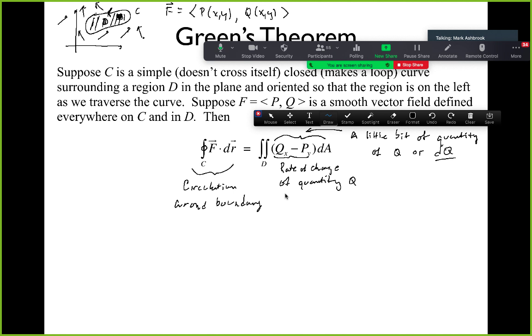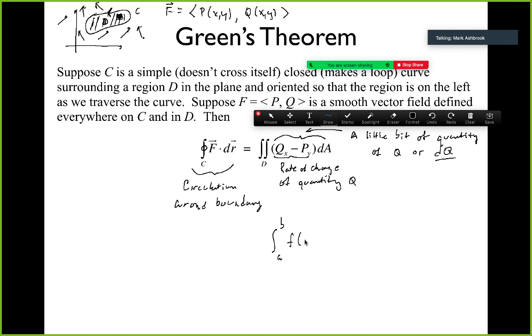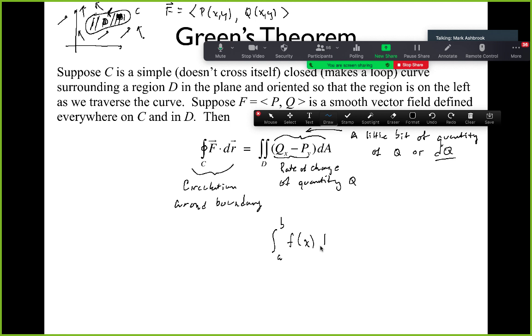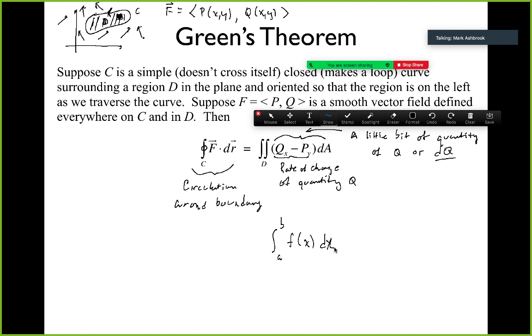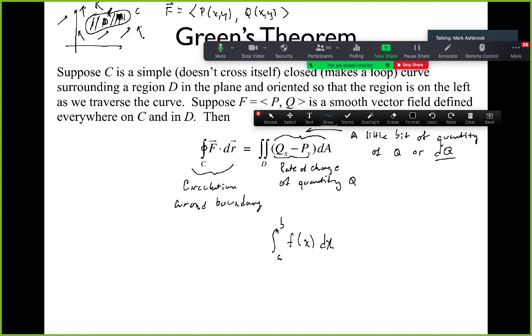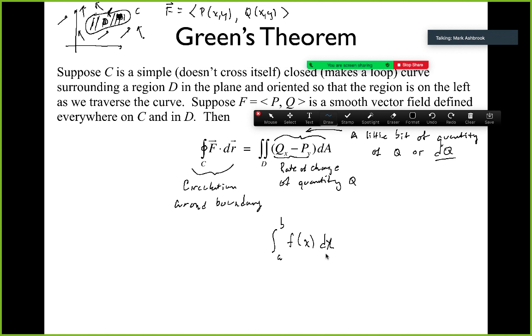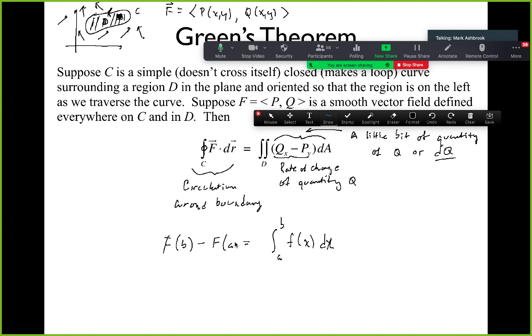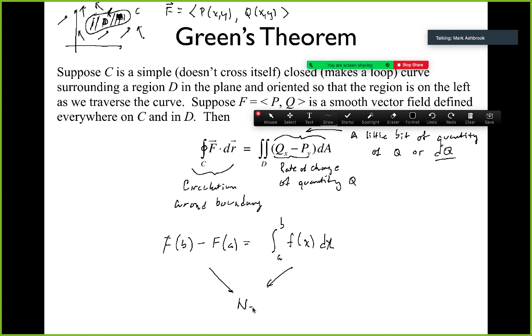So this side is like the integral from a to b of f'(x) dx. Again, rate times a little change in x gets a little change in a quantity, and you accumulate all those, sum up all the little bits of the quantity, and what do you get? You get the total net change. Both sides are net change of quantity.